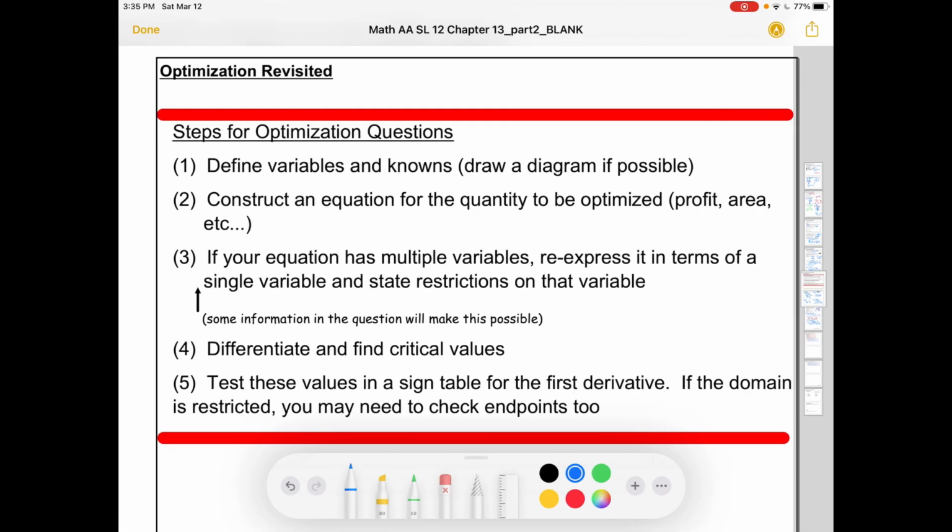Some optimization questions will also have too many variables in them, and so you'll need to re-express in terms of another variable. And we've done a bunch of those before. But I just wanted to touch on a couple here where you could do it very simply, and one where we had some trig involved.